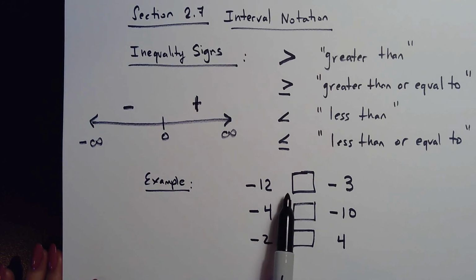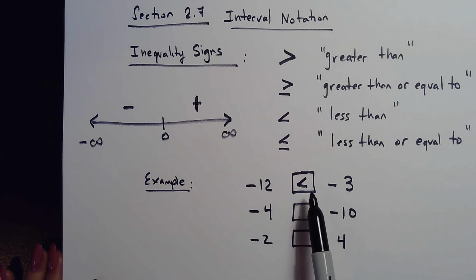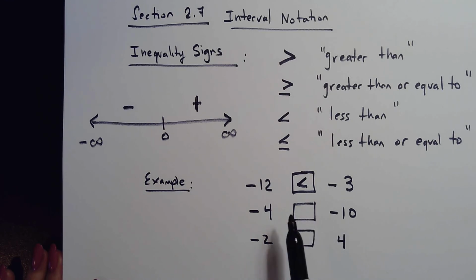So -12 is smaller than -3, right? -12 is less than -3, but what would also be a true statement is to say -12 is less than or equal to -3, because as long as one of those two statements is true, the inequality is true. So you can also write -12 is less than or equal to -3, and that would still be true. So it's strictly less than, and it's also less than or equal to -3.